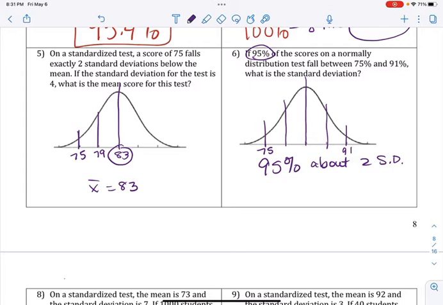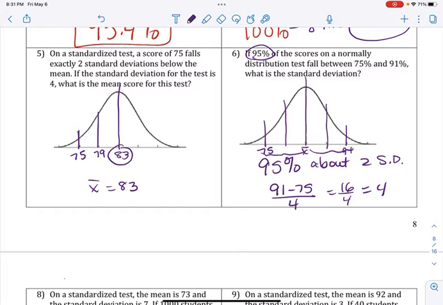All right? So you have to figure out, I mean, there's 2 ways to do this. You can just add those and divide by 2 to find out what the mean is in the middle. That's one way to do it. Or if you subtract them, 91 minus 75, divide it by 4. Now, why 4? Because I basically have 4 sections. 2 standard deviations to the right and 2 standard deviations to the left are 4 total standard deviations. So that's 16 divided by 4 is 4. So each of these is 4.